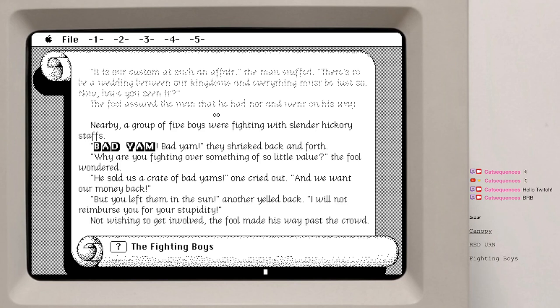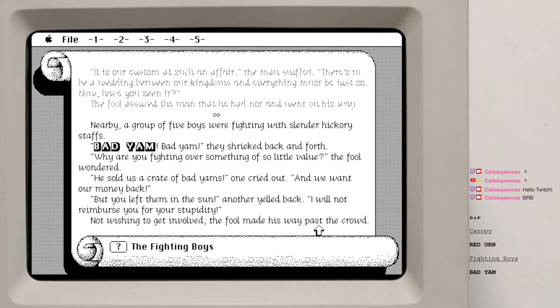Right, so this is bad yam. So I'm not quite sure. Is each one of these an anagram? Oh no, I want to underline that one and then embolden that one and that one. So bad yam. All right, well, let's read it in context. There is a puzzle for this one as well.